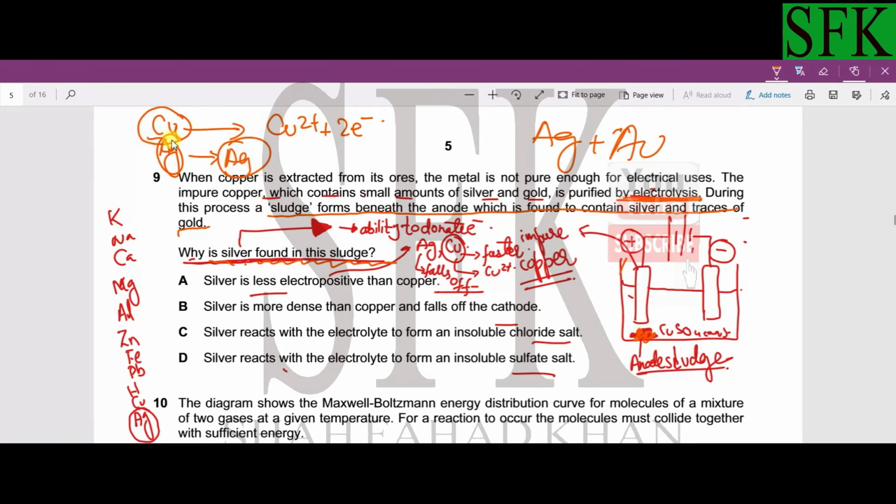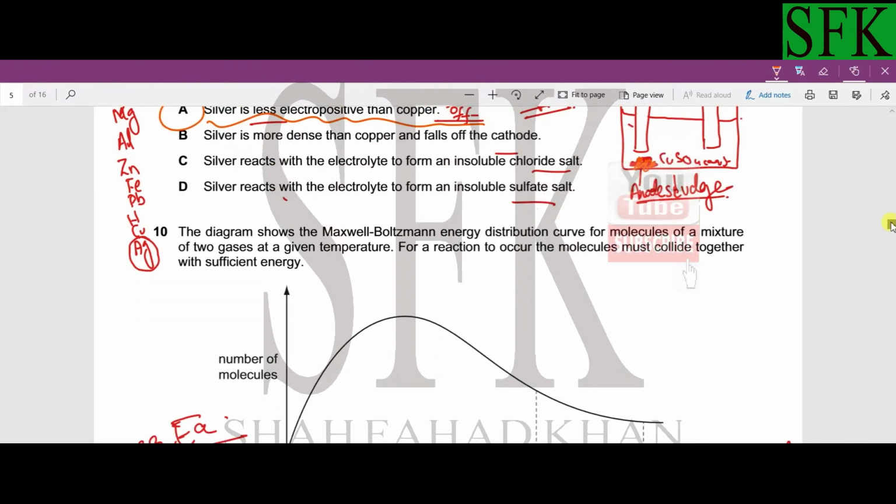This ability to lose electrons is known as the electropositivity of the metal. Since the electropositivity of copper is greater than that of silver, A should be the best option, because silver is less electropositive than copper, so it cannot lose its electrons as readily as copper and so cannot form its ions. And so it falls to the bottom in atomic form.